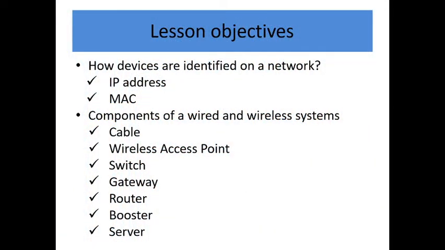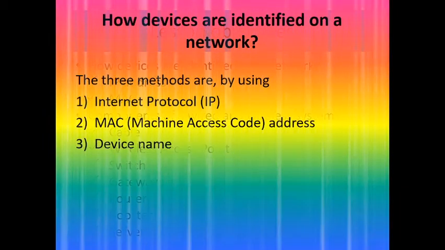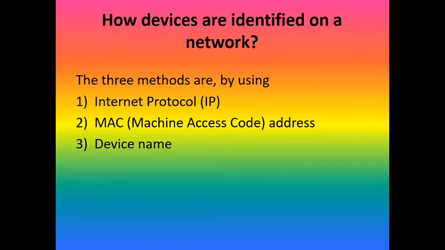From this series, we are going to see how devices are identified on a network and the components of wired and wireless systems. So, how are these devices identified on a network? These are the three methods we are going to discuss today.